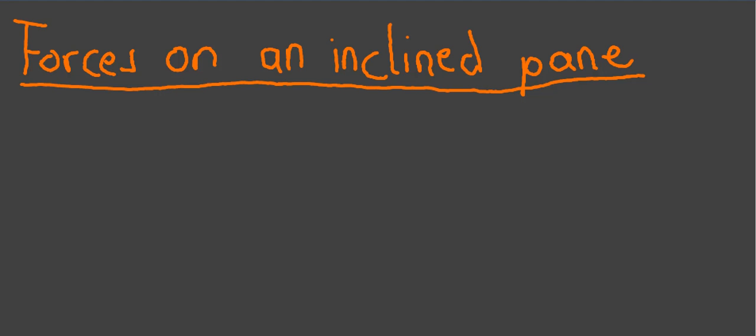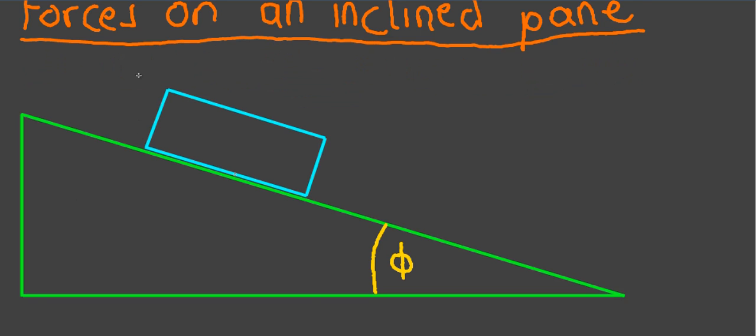Hello YouTube! Today we are going to talk about forces on an inclined plane. An inclined plane has two major attributes: it's a plane, so there are no bumps in it, and it's inclined, so it actually has an angle compared to the horizontal. In the end, that looks somehow about like this.